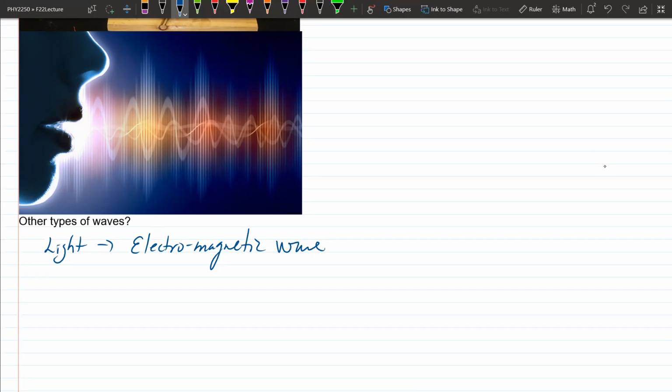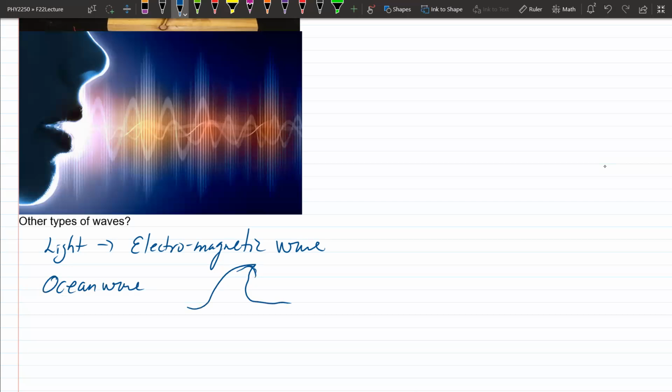What other waves can you guys think of besides electromagnetic waves, sound waves, mechanical waves, or wave on a string? Where else would you see waves? Where would you go? I'm sorry? The beach, exactly. So ocean waves is another type of wave, right? I'm going to try to do a little crest here, right?